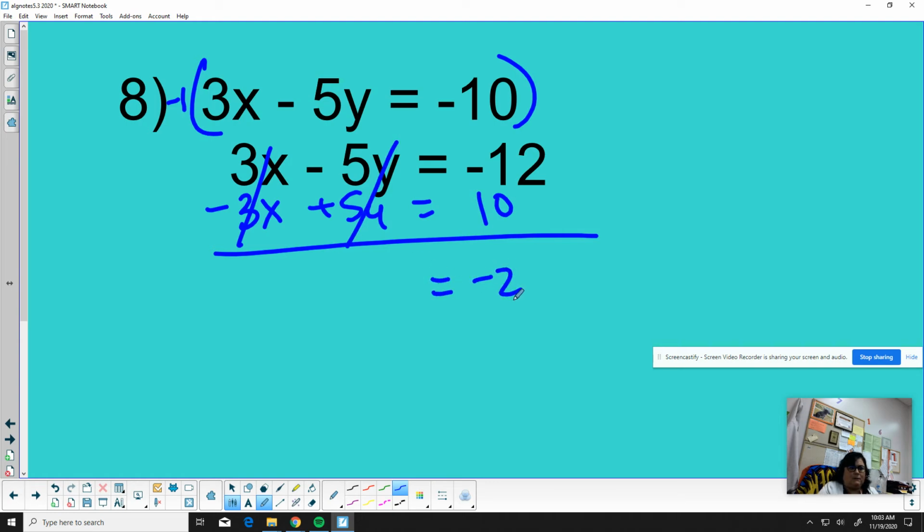Over here, I have -2. Well, if there's no number here, I put a 0. Well, that's not true. 0 is not equal to -2. If it were equal, it would be infinitely many. But since it's not equal, it's no solution, which means those two lines are parallel.